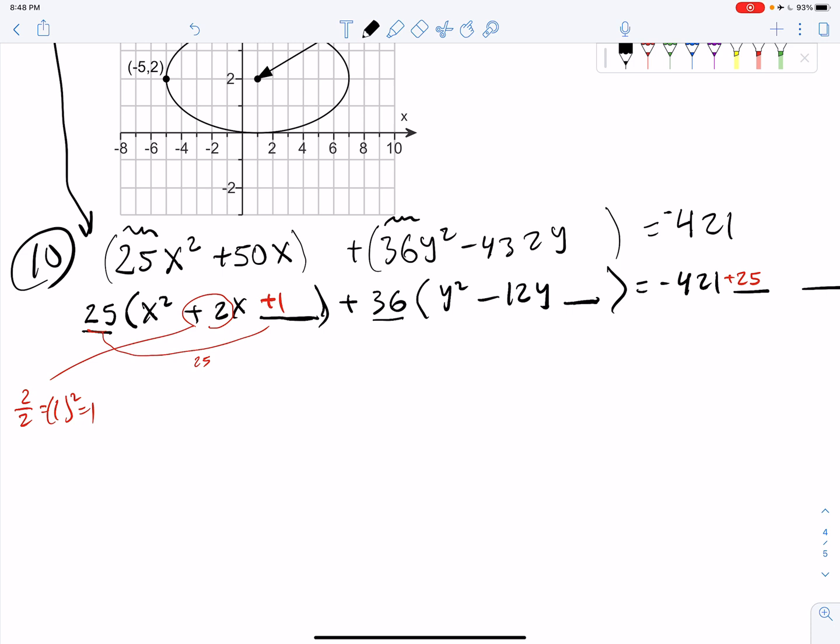Let's write what this thing factors down to. We completed the square, so this should be a perfect square, and it is. It's 25 times x plus 1 quantity squared. Well, that looks a whole lot better.